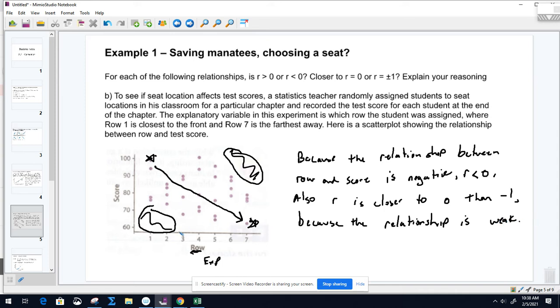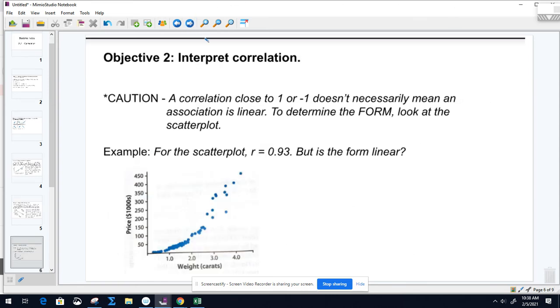There's a lot of scatter from the linear pattern. So again, make sure that you can explain these in words, and you've got to let me know whether it's linear or not. Is there a lot of scatter? Is there not? Is it strong correlation or is it weak correlation? Okay, let's go ahead and move on to objective 2, interpret the correlation.